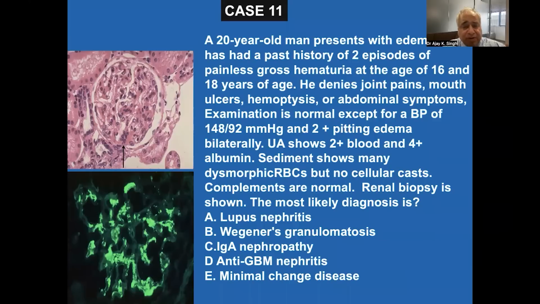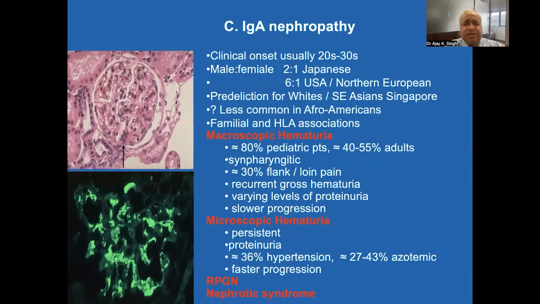Urinalysis shows 2+ blood and 4+ albumin. Sediment shows many dysmorphic red cells, but no cellular casts. Complements are normal. The kidney biopsy is shown here, at the top is light microscopy, bottom is immunofluorescence for IgA. The most likely diagnosis is lupus nephritis, Wegener's granulomatosis or polyangiitis, IgA nephropathy, anti-GBM nephritis, or minimal change disease. And the correct answer is that this patient has IgA nephropathy.